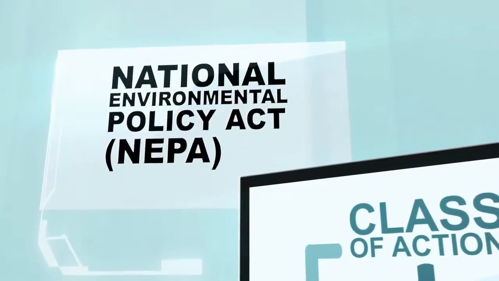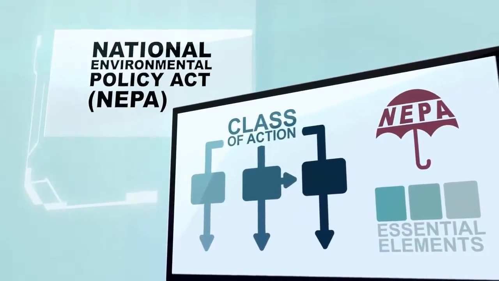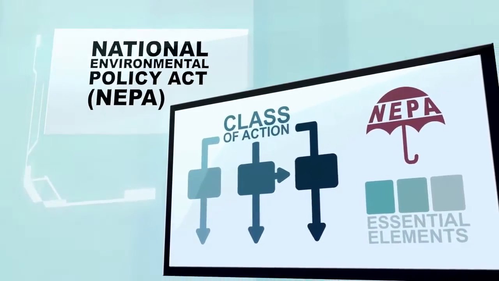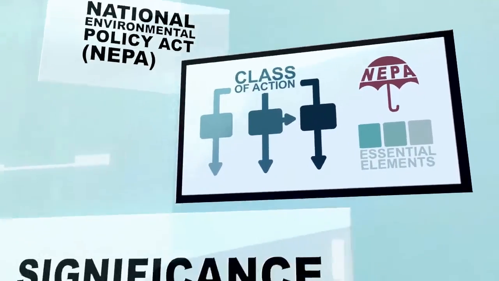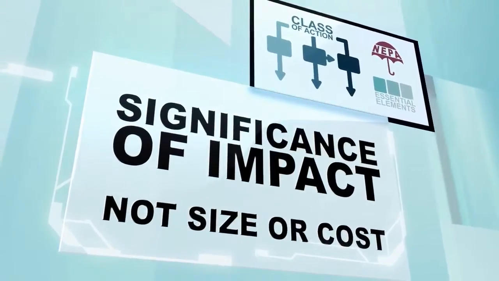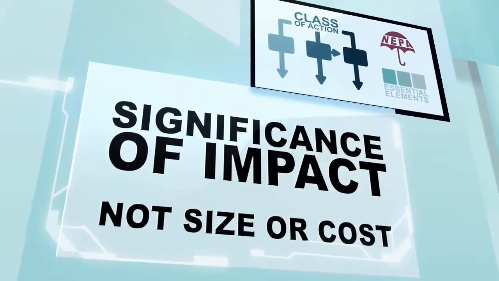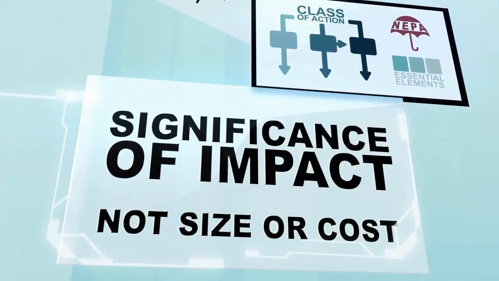The National Environmental Policy Act, known as NEPA, requires that the significance of a project's environmental impact be evaluated for all federally funded projects. The significance of the project's impact, not its size or cost, determines the necessary class of action as well as its process and documentation requirements.